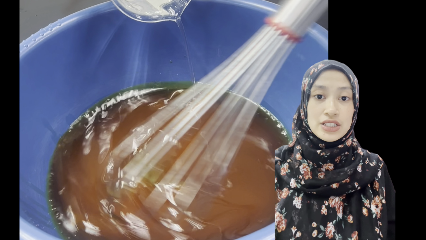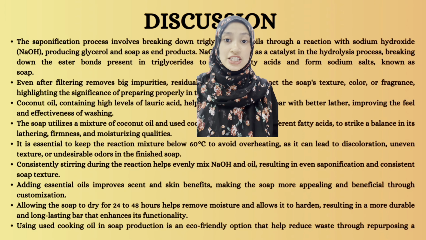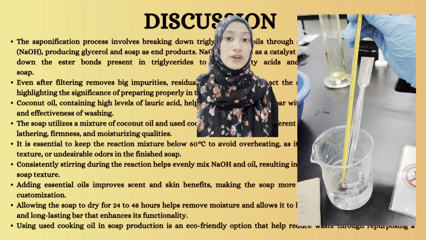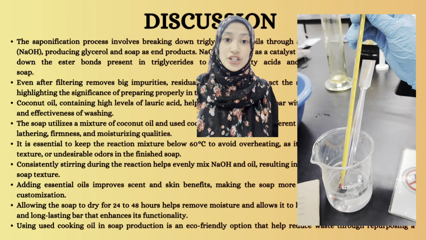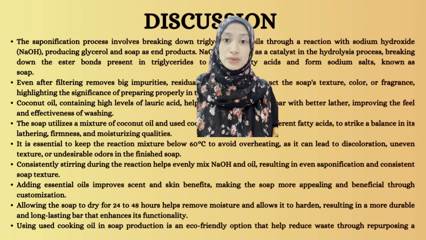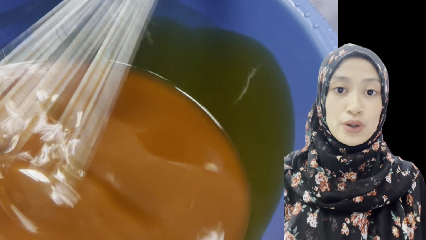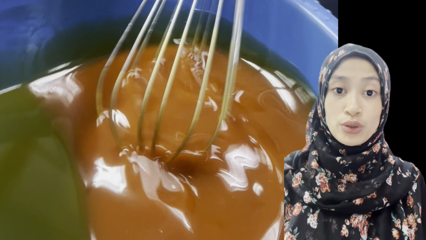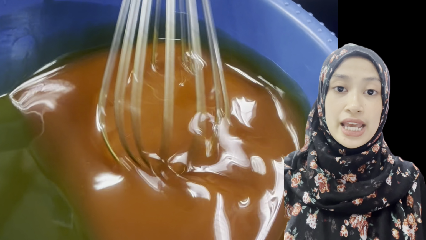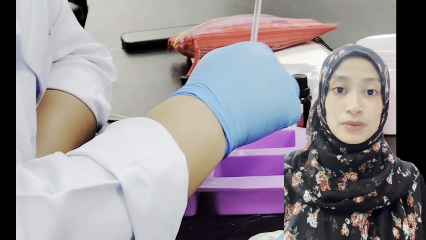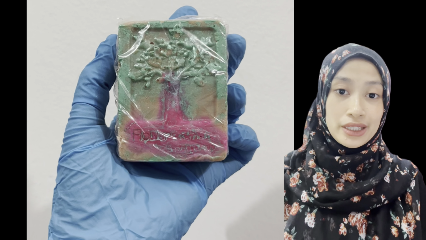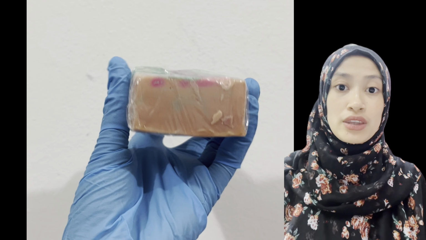Next, after mixing the sodium hydroxide in water, it is essential to keep the reaction mixture below 60 degrees Celsius to avoid overheating, as it can lead to discoloration, uneven texture, or undesirable odors in the finished soap. During the stirring of the solution, it must be stirred consistently during the reaction, which helps evenly mix the sodium hydroxide and oil, resulting in even saponification and consistent soap texture. Moreover, adding essential oils improves scent and skin benefits, making the soap more appealing and beneficial through customization.